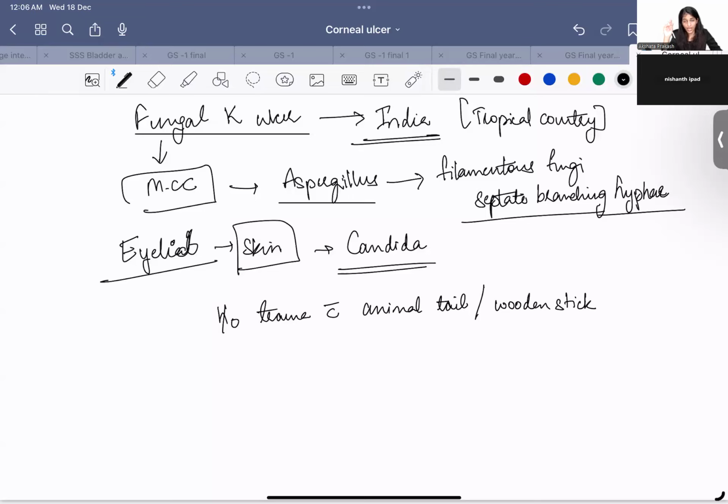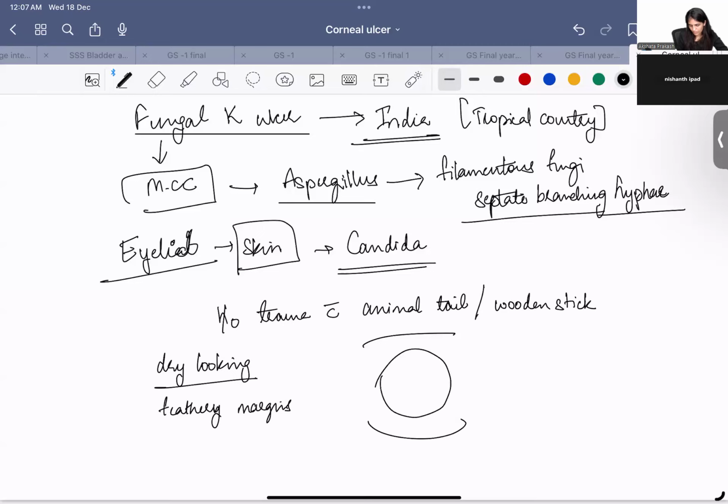All right. Along with this, there are certain typical features of your fungal corneal ulcer. They say it is dry looking. They can give the description of a dry looking ulcer, that the surface is dry. In bacteria, it is wet. They can have feathery margins. So if this is your fungal corneal ulcer, they can have these feathery margins.